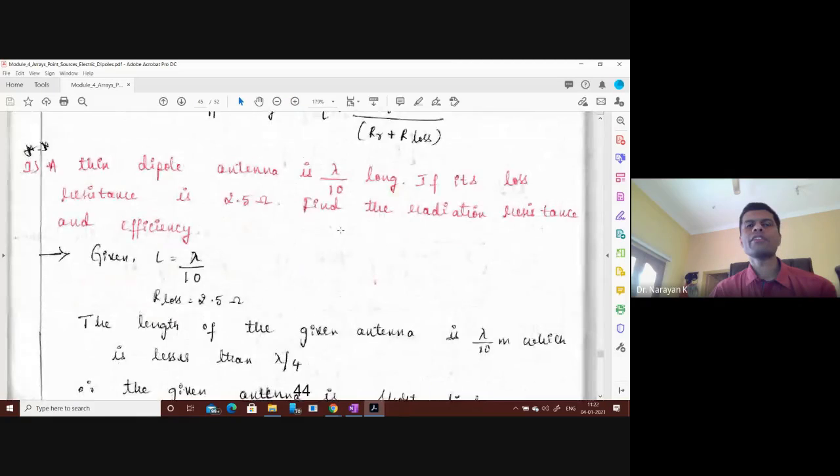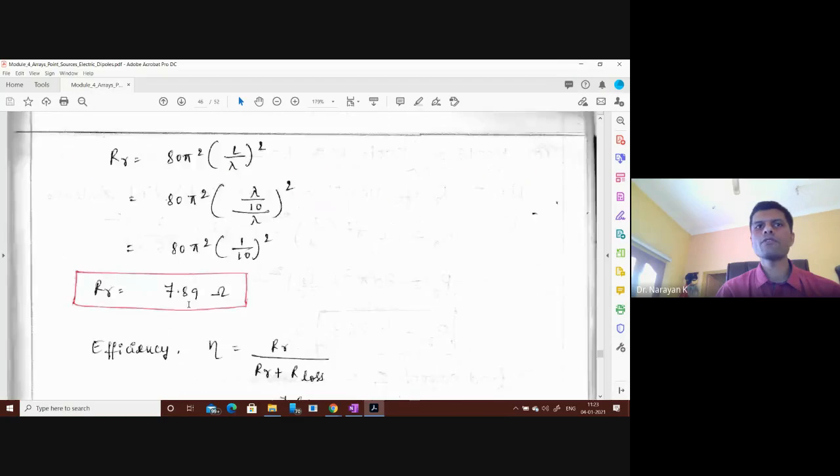Write down. A thin dipole antenna is lambda by 10 long, and if its loss resistance is 2.5 ohms, find the radiation resistance and efficiency. Okay. Given length of the antenna is lambda by 10, and loss resistance is 2.5 ohms.